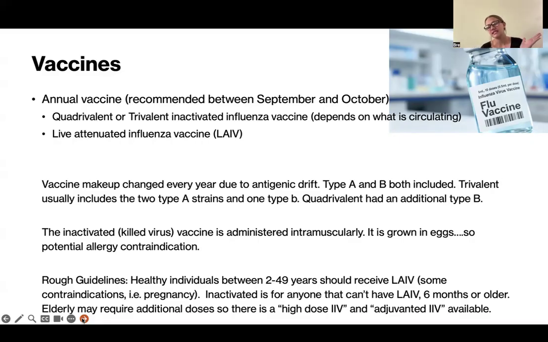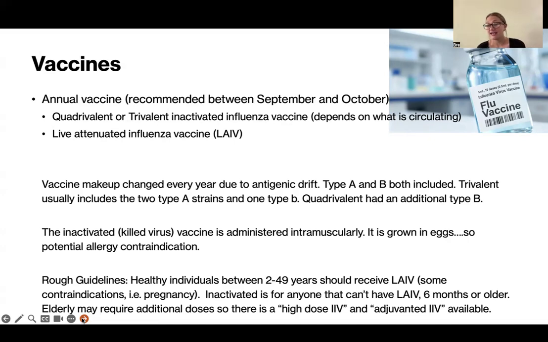So I believe in this season, 2025 to 2026, it went back down to trivalent, but for the last few years, it was quadrivalent. I think they were recommending trivalent because the type B that was added was no longer really a big problem. Now, inactivated influenza vaccine, you can't get the flu from that. Live attenuated influenza vaccine, that's a live one, so there's a risk, which means you don't give it to pregnant women or immunocompromised patients. Now, the vaccine makeup changes every year because the flu changes every year because of that antigenic drift we were talking about.